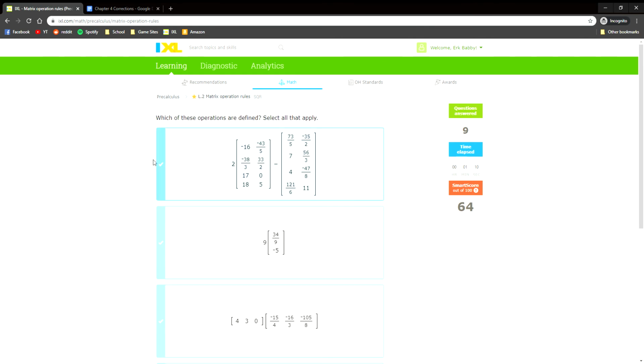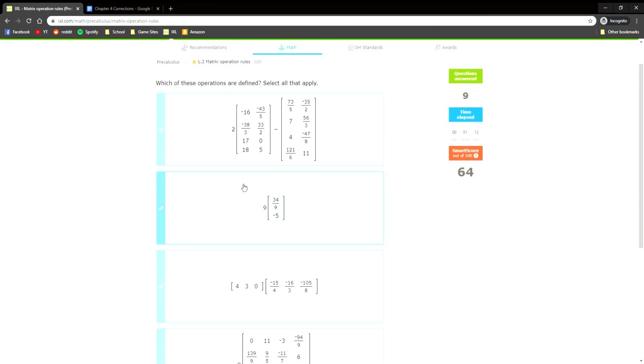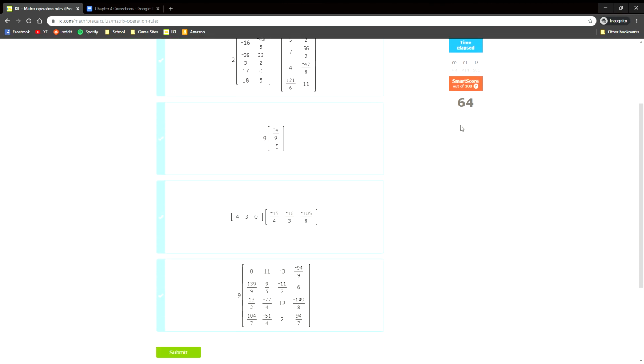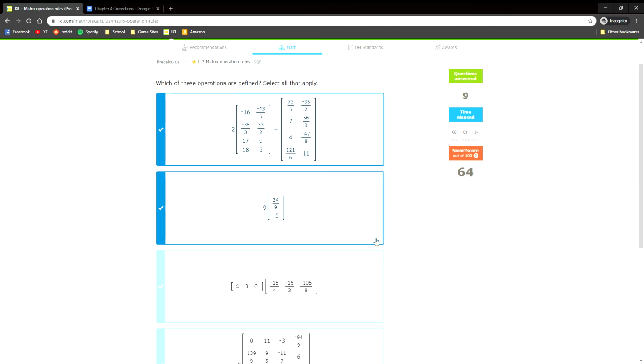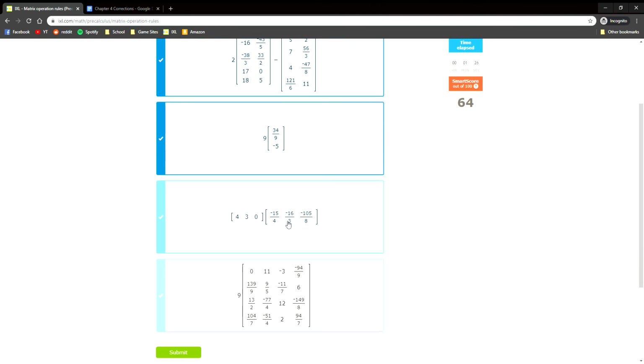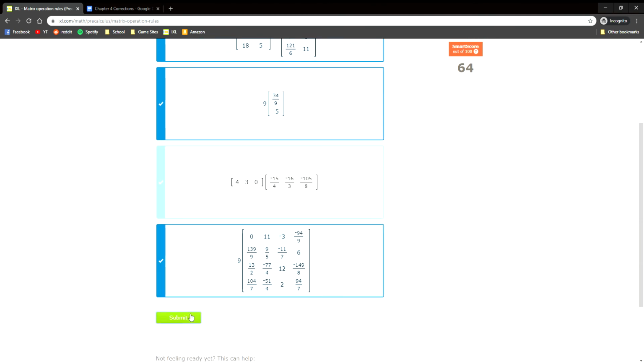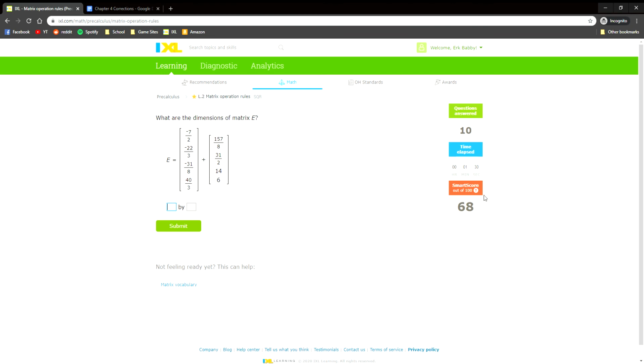All right, which of these operations are defined? So you see how these problems start to get a little bit harder as you get higher and higher up, which is really why you want to go up to 100, because that's where you get to the hard problems. This one's defined, this one's defined, this one is not defined, and this one's defined. Doing a great job.